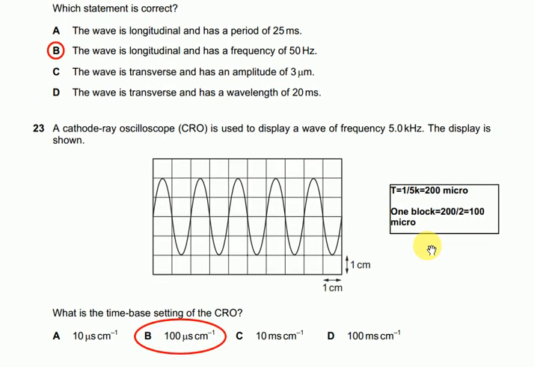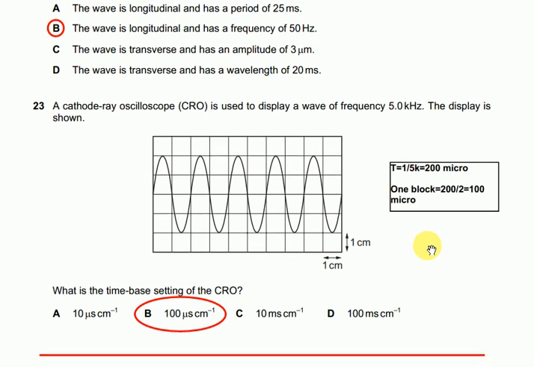Question number 23. A CRO is used to display a wave of frequency 5 kilohertz. The display is shown. What is the time-base setting of the CRO? You know the frequency is 5 kilohertz. You can calculate the time period, it's 200 microseconds. The complete wave is in two blocks. So if two blocks represent 200 microseconds, one block will represent 200 divided by 2, which is 100 microseconds. So the CRO time-base setting is 100 microseconds per centimeter.